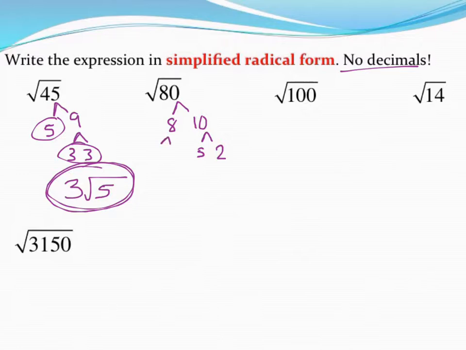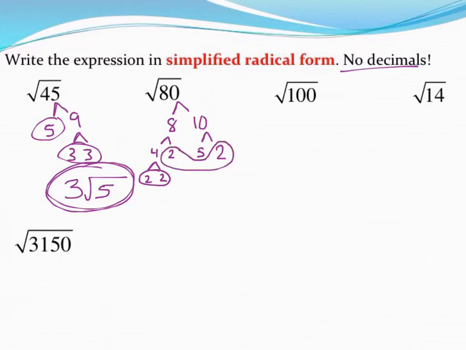So 10 broke down to 5 and 2. 8 can factor into 4 and 2, and then 4 factors into 2 and 2. So once again, you're looking for pairs of numbers, and only check your prime numbers. It doesn't matter about the non-prime numbers. So there's a pair of 2s, and this time there's a second pair of 2s.